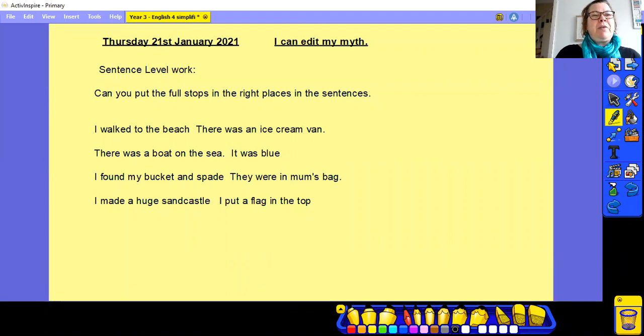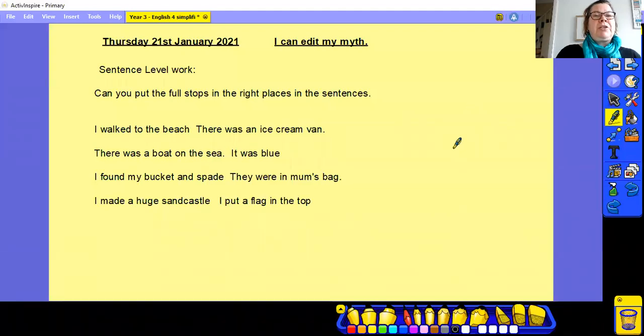So let's start off by writing the long date and underlining it, and the learning objective, I can edit my myth, and underlining that. So we're going to start with some sentence level work. Can you put the full stops in the right places in the sentences? So remember, a full stop goes at the end of a sentence, and a new sentence starts with a capital letter. So let's have a look at the first one.